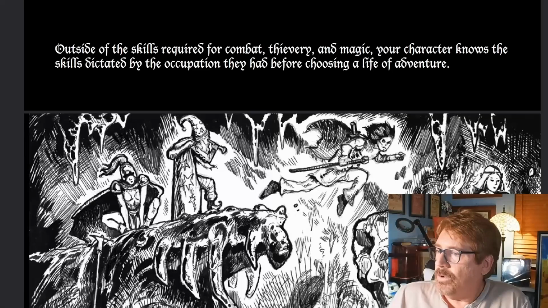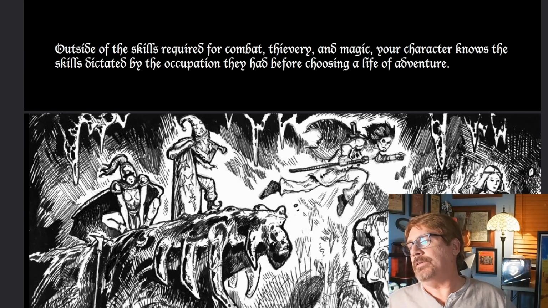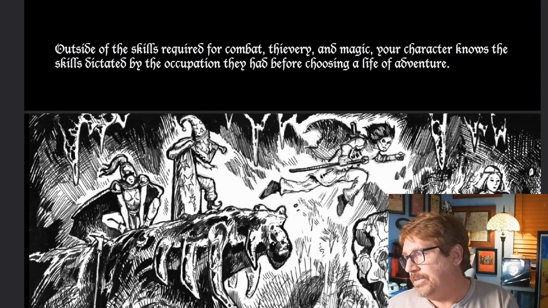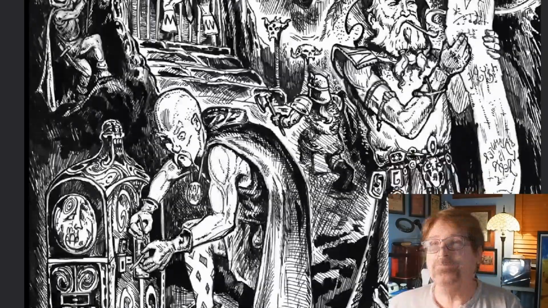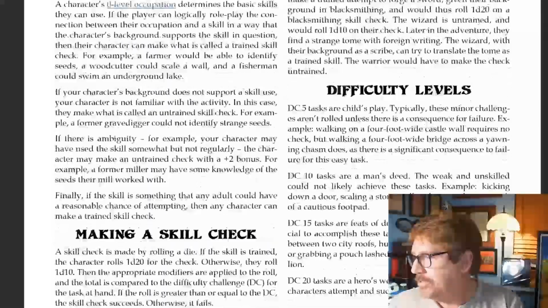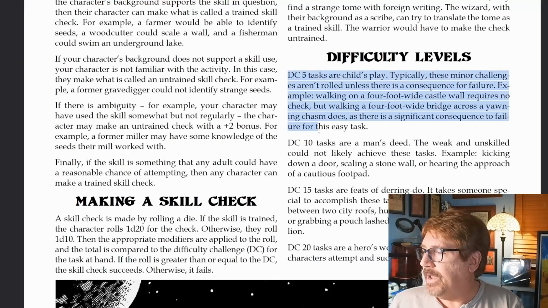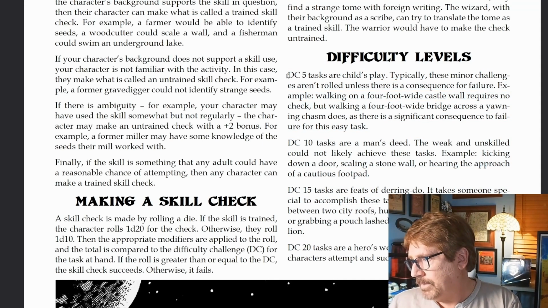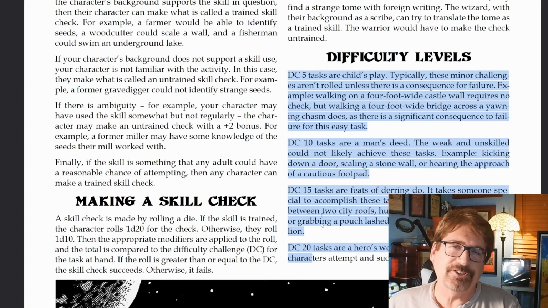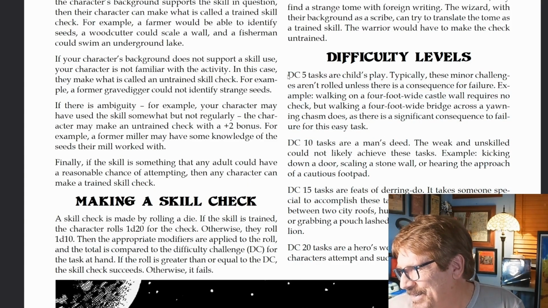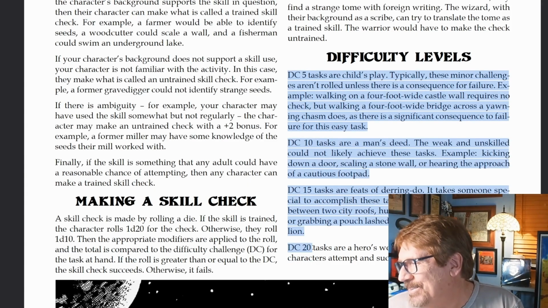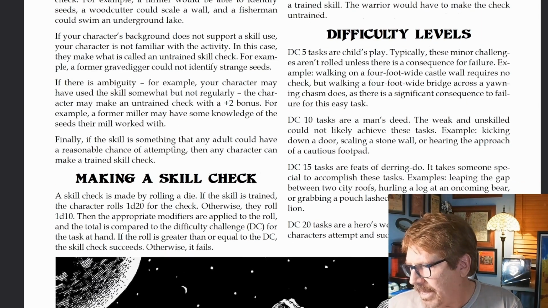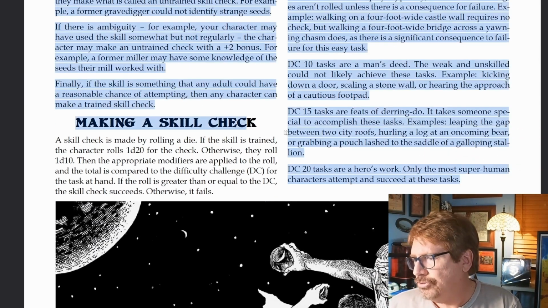Skills. Outside the skills required for combat, thievery, and magic, your character knows the skills dictated by the occupation they had before choosing a life as an adventurer. Skills by occupation, difficulty levels. So they have DC 5, DC 10, DC 15, DC 20. This is like 5th edition D&D. Well, actually, that started with 3rd edition. I'm sorry, I should be correcting what I'm saying. Starting with 3rd edition, this is how they did challenge checks, skill checks.